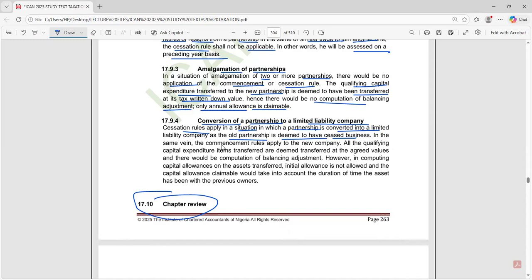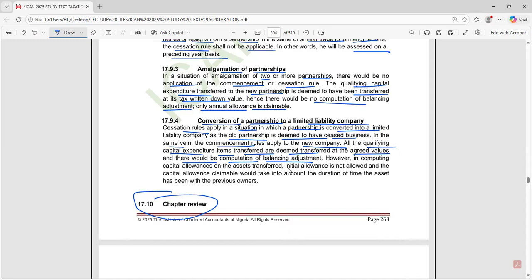So when you are converting a partnership to a company, it's simply that the partnership has stopped. Abi? So since the partnership has stopped, what is going to happen? You're going to apply cessation rule to close the partnership. Now, in the same vein, the commencement rule applies to the new company. So since you are now forming a new company, you will apply commencement rule for the new company. All the qualifying capital expenditure like assets, items transferred are deemed transferred at their agreed values, and there would be computation for balancing adjustment. So you will need to calculate balancing adjustment because you are doing cessation.